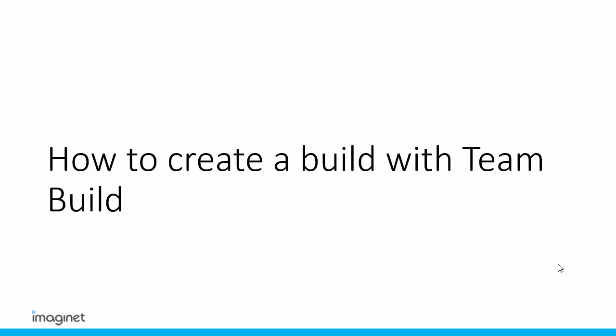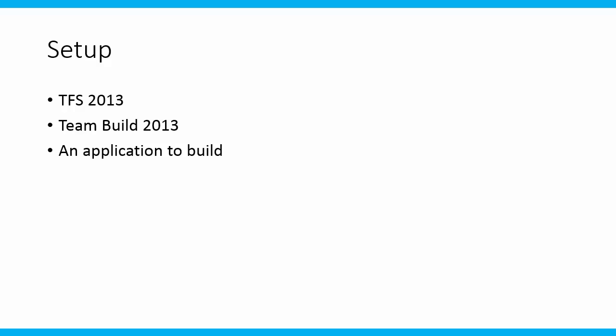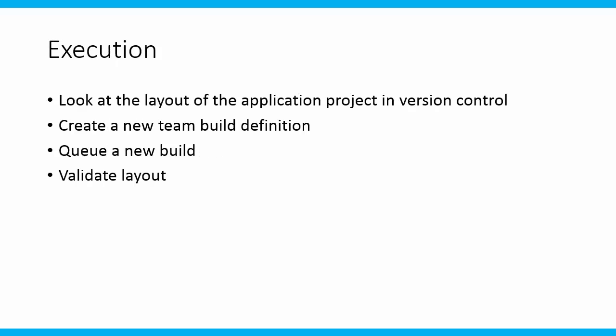Welcome. In this video, I'm going to show you how to create a new build with Team Build. What we need to do that is a working version of TFS 2013, a controller and agent based on Team Build 2013, and an application that we'll need to build. What I'll do in this video is we'll look at the layout and source control of an application, and then we'll create a new build definition. Finally, we're going to queue that build, and we're going to look at the layout of the build at the end.